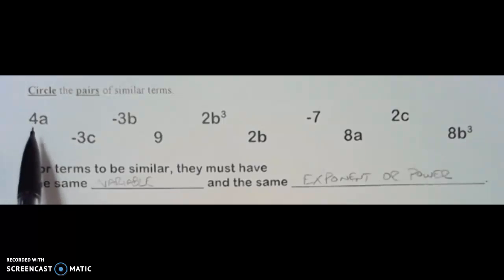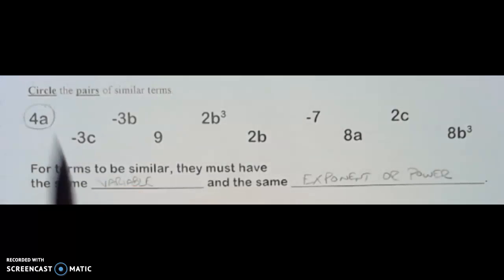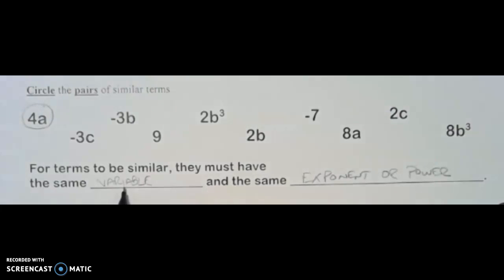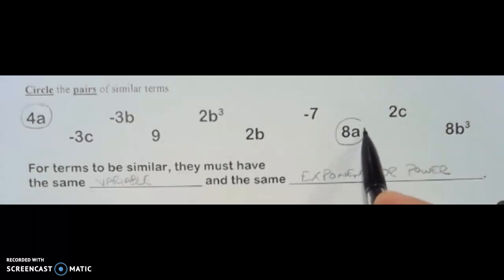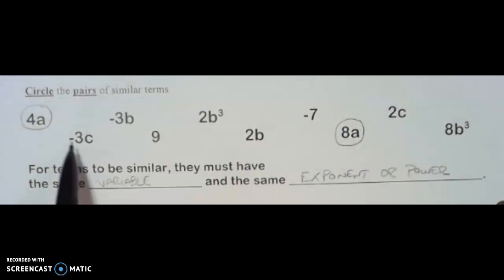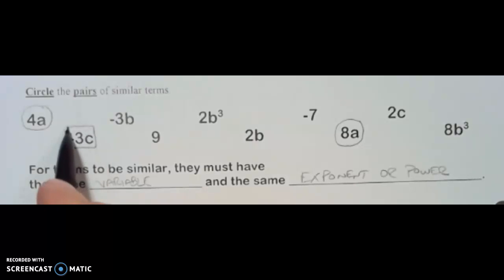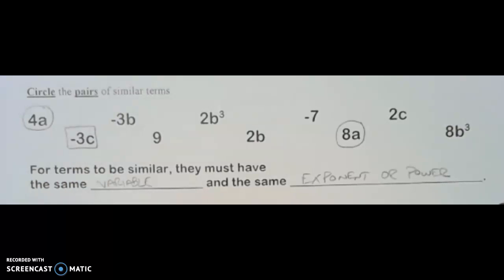My first term that I see here, 4a. For a term to be similar to that, I'm looking for the same variable raised to the same power. Well, over here is my other a variable. 4a and 8a are similar terms. My next one, negative 3c, I'll put a box around that one. And again, I'm looking for another c term, and over here is 2c. Negative 3c and 2c are similar terms.